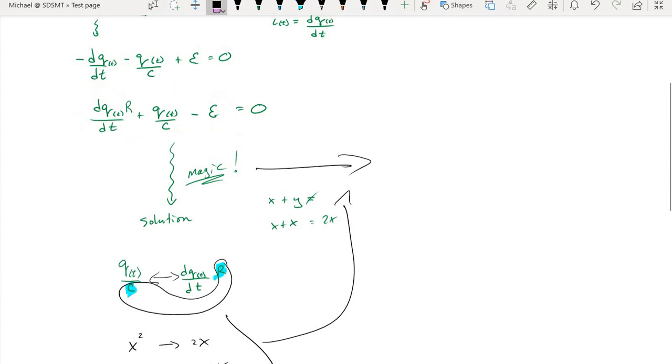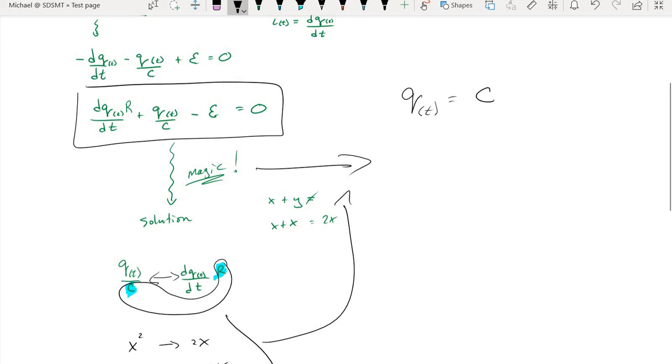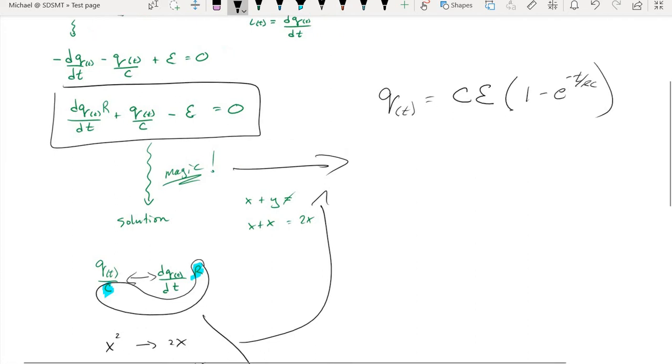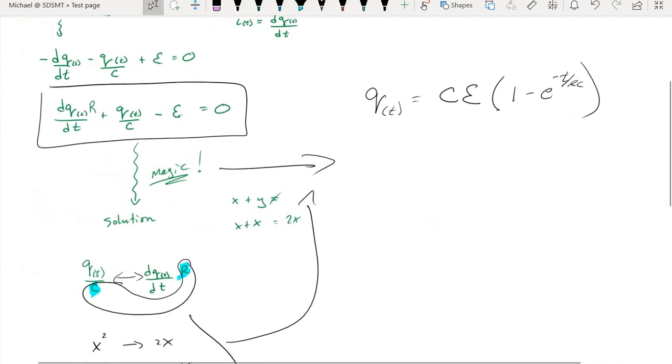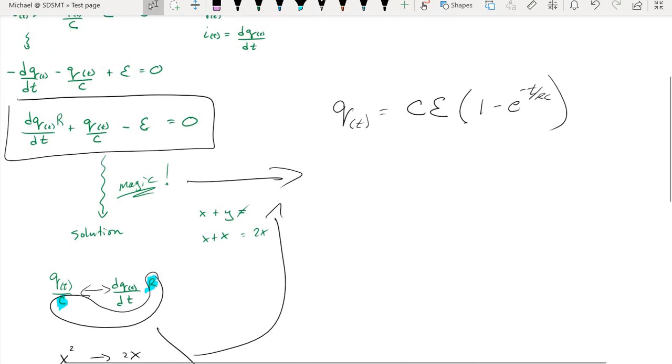And let's clean this up a little bit. So the solution to this equation is Q of t equals CE times 1 minus e to the negative t over RC. So that is an exponential function. It involves the values of the capacitance, the EMF, and the resistance of the resistor. And just in case we were wondering, is this actually the solution to that equation?